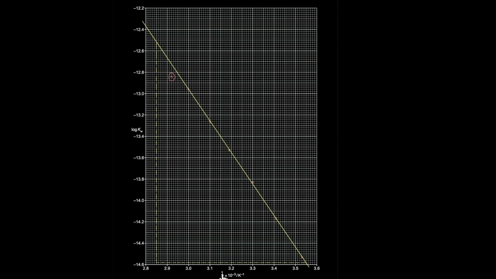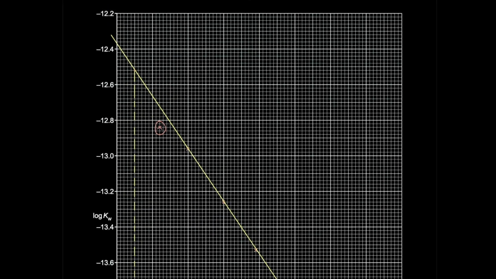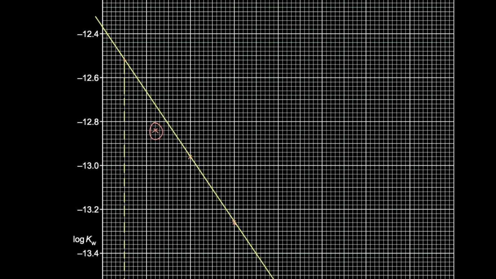That means that there was a mistake made when we were recording the temperature. At this particular value of 1 over T, Kw should be higher. They're saying you've calculated Kw correctly, so there's some mistake that we made in recording the temperature, because this point should be somewhere here on the line. For this particular temperature, the point should be higher. So the Kw value that you determined should have been higher.